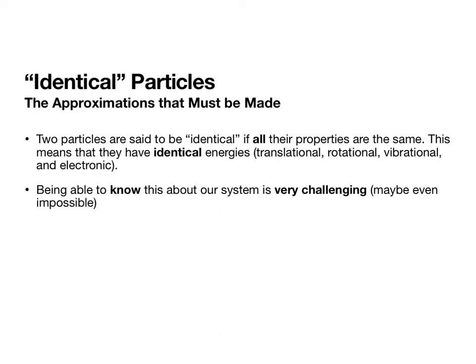If we are saying that our molecules are identical, so we've got that beaker of water and we have identical particles, we are making some approximations, because two particles are said to be identical if all the properties are the same. This means that they have identical energies: translational, rotational, vibrational, and electronic. As well, they have the same isotopes, the same nuclear spins, everything about them is identical. Being able to say that our molecules are identical is nearly impossible. There are a lot of properties of molecules, and we don't know all of them, and we're rarely measuring all of them. So in order to say that we have identical particles, we really are making some approximations.